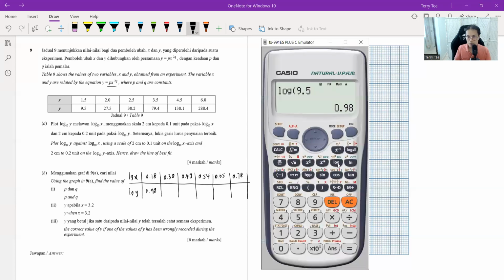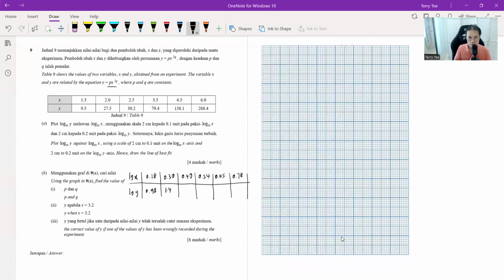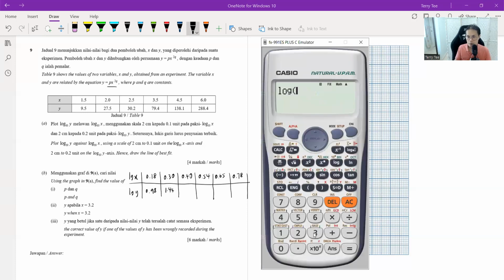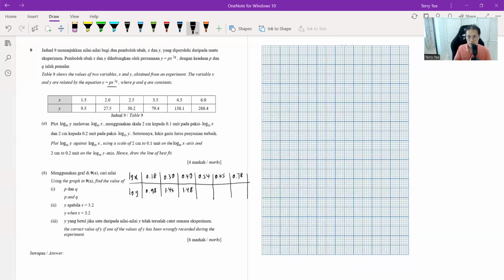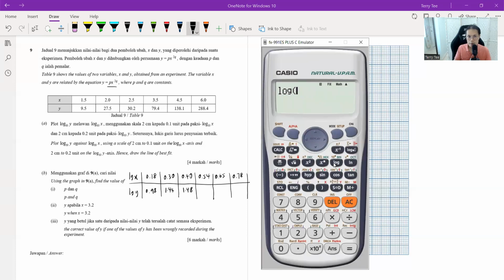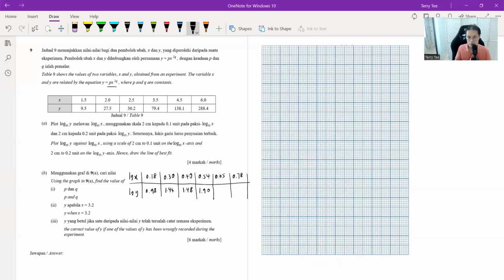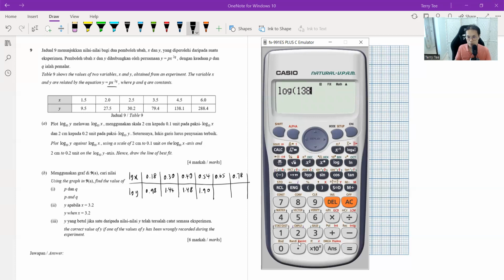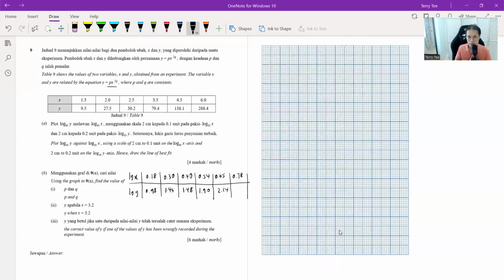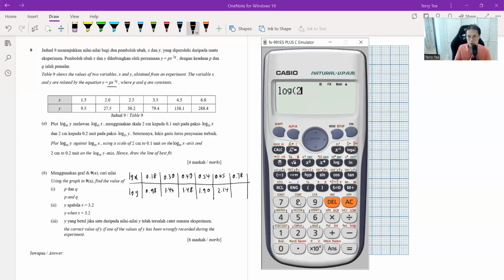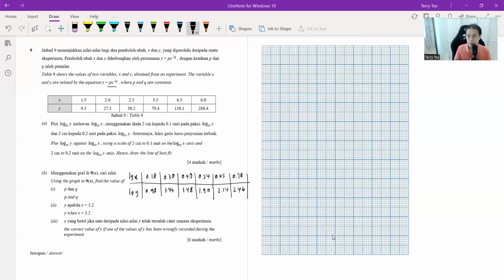Log 27.5, I got 1.44. Log 30.2, 1.48. Log 79.4 is 1.90. Next, log 138.1, very tedious work, 2.14. Lastly, log 288.4, I got 2.46. Okay, so I've got my table values done.